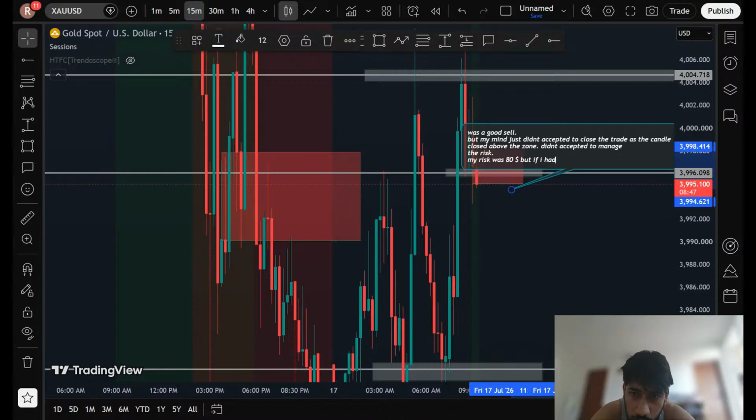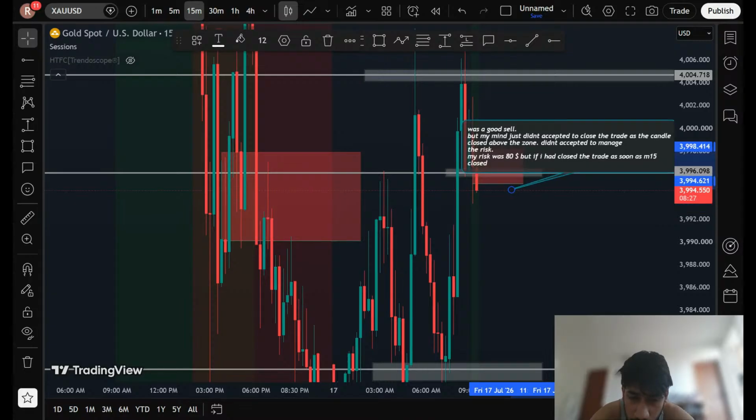See this, we got the support right here. We need the candle to break and close below 39.95, so we can continue to push down. I don't know anything about liquidity sweeps. I don't know anything about these profiles or whatever.